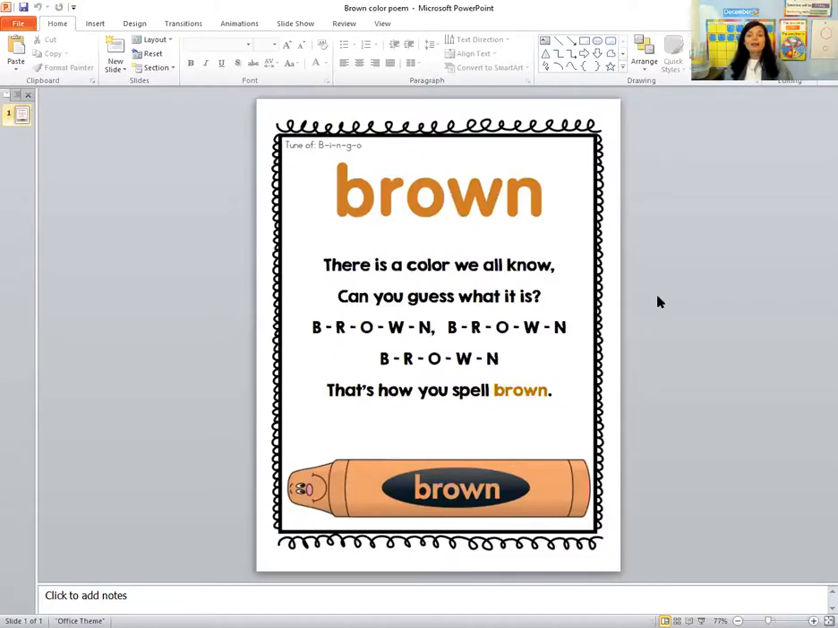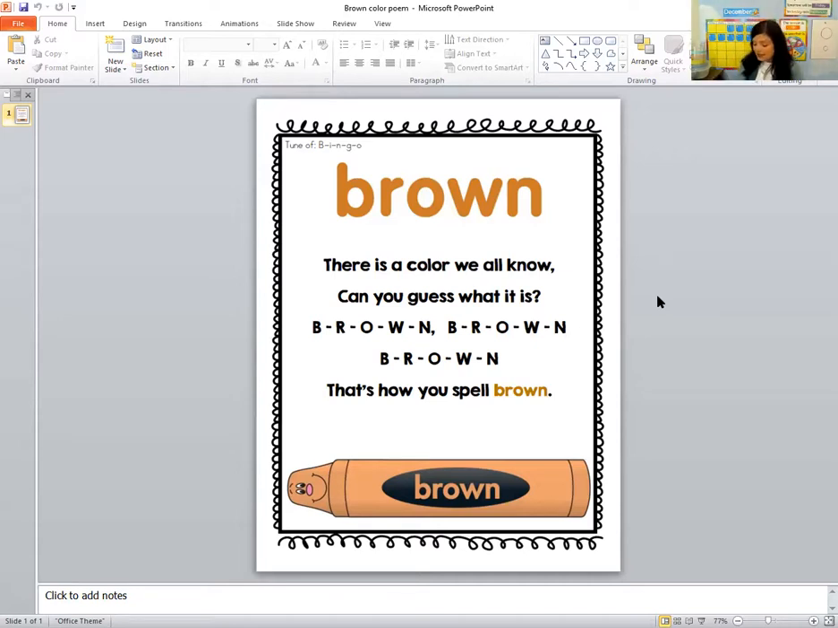There is a color we all know. Can you guess what it is? B-R-O-W-N, B-R-O-W-N, B-R-O-W-N. That's how you spell brown.